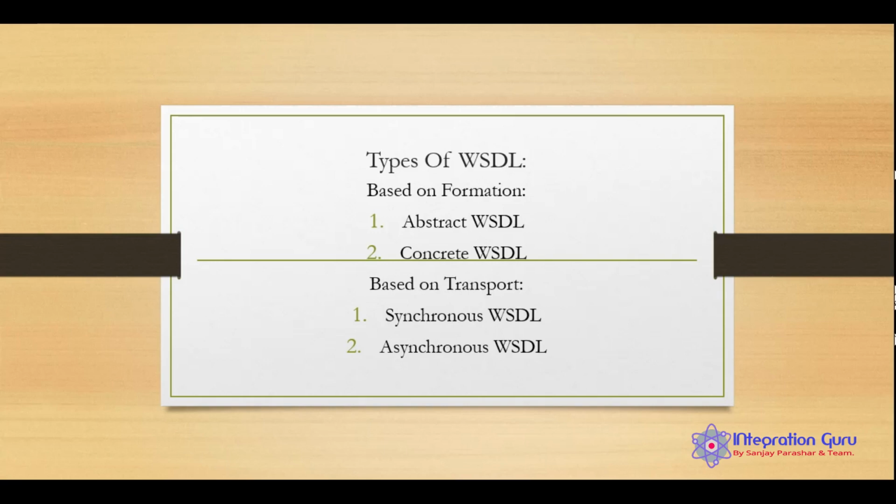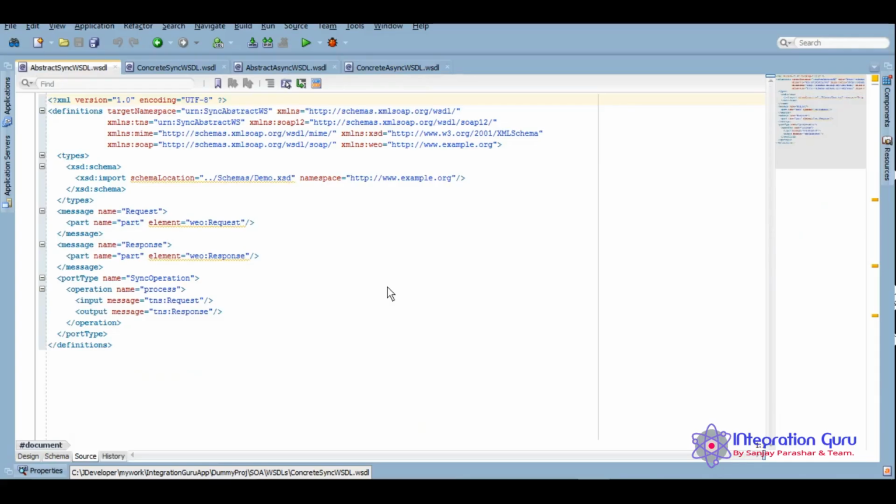So now I have created a couple of WSDLs with all these four examples so that you guys will get an idea of how exactly it looks from the coding perspective. So let's dive into it. So here we go. In this JDeveloper, we can see that I have opened four WSDLs. We'll go through them one by one.